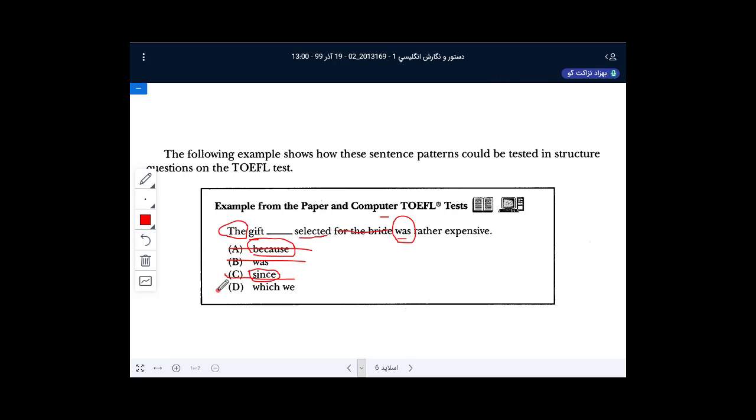The only choice is choice D, and choice D is modifying the noun. It is an adjectival clause, or relative clause, or adjective clause. So it has a connector, it has the subject, it has the verb, and it tells something about the gift. Which gift? The gift that was rather expensive. So, choice D is the best choice.